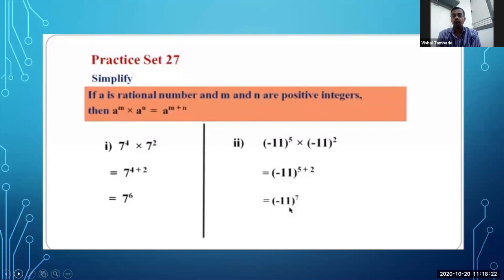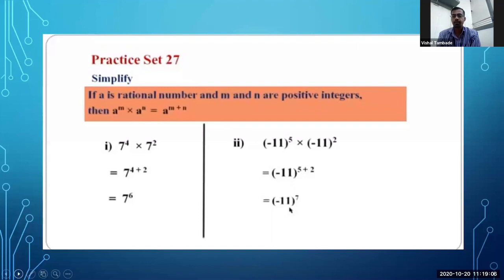Once again, look at how we find the answer. Like that, we have to find the answer of any question. 7 raised to the power 4 multiplied by 7 raised to the power 2. Here the base is the same. According to the law, if the base is the same, we take it one time. That's why we take 7 one time, because it occurs two times. And if the power is different, then you add the power. The powers are 4 and 2. Add 4 plus 2, it's 6. Then our value is 7 raised to the power 6.